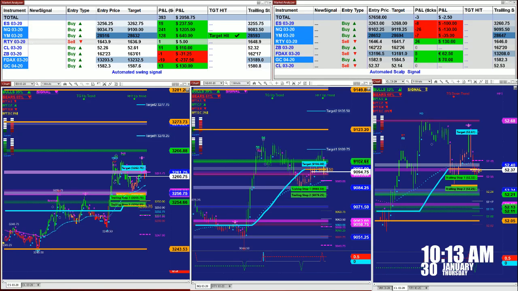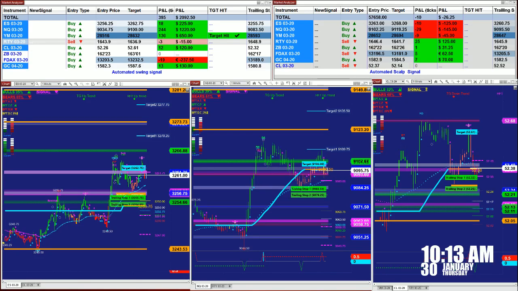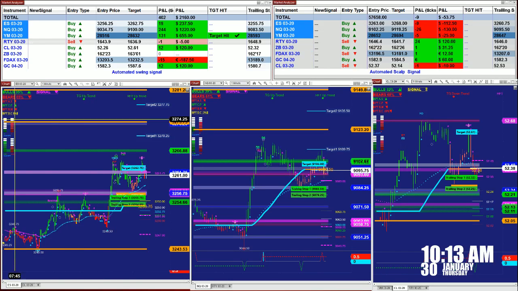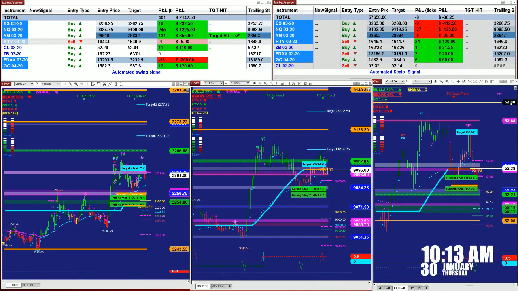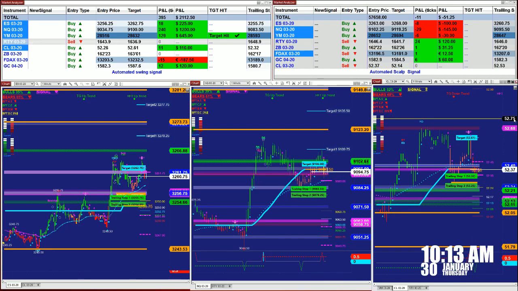Not much going on. The market is a bit chop in this area after we hit the first target. Now we are getting a little bit choppy area, but we'll get there.